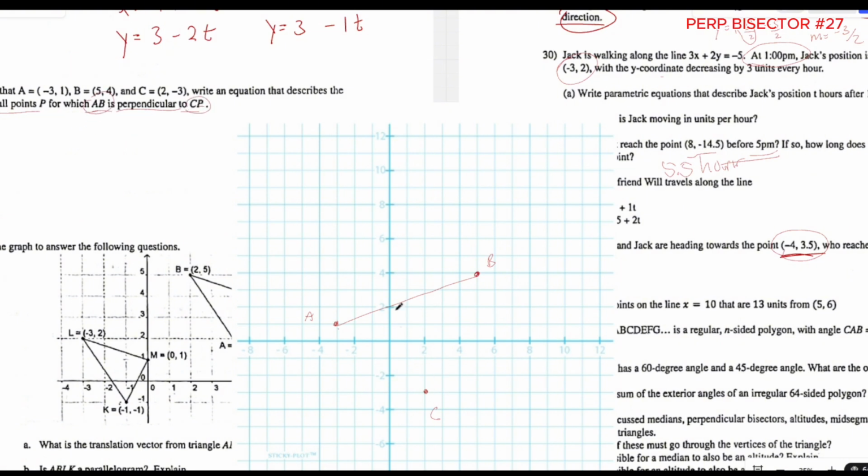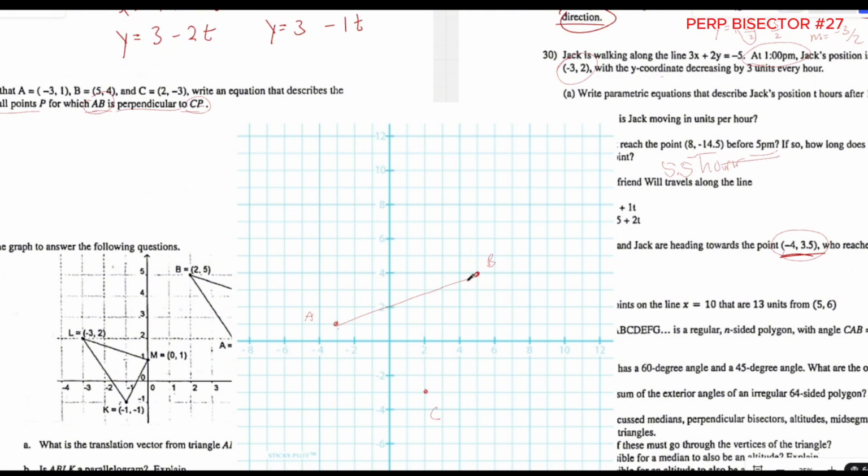So let me check that out. The only way CP can be perpendicular to AB is if it's something like this. So I'll just put CP, I'll just eyeball it like right there maybe. Yeah, that would be perpendicular-ish. But maybe P could also be right there, maybe, something like that.